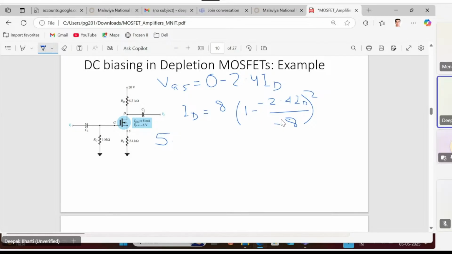It is 5.76 ID square minus 46 point something ID plus 64 is equal to 0. So here I'll be taking a break for a few seconds, so that all of you can also reach the same equation. Then we will continue.